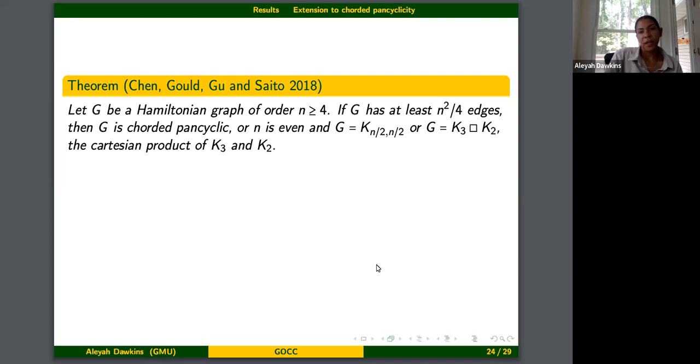So what Chen, Gould, Gu, and Saito were able to show in 2018 is that if we have a Hamiltonian graph that has at least n²/4 edges, then that graph is chorded pancyclic, or n is even and G is the bipartite graph with even part sizes, or G is the Cartesian product of K_3 and K_2, which if you're unfamiliar with Cartesian products, it's just like the one-skeleton of the triangular prism.